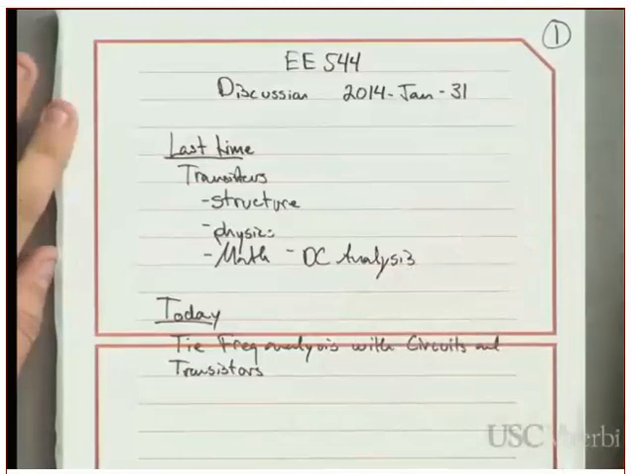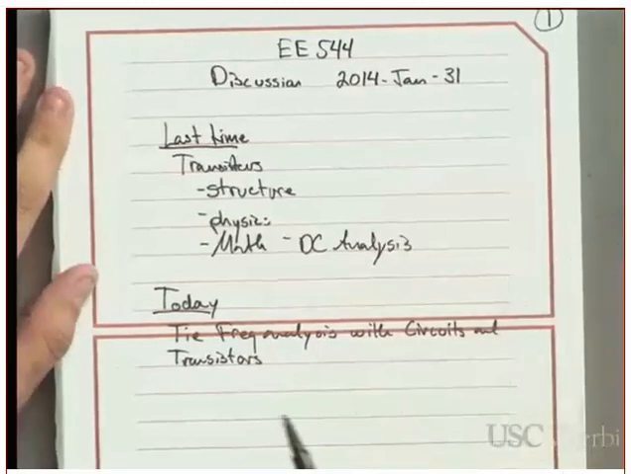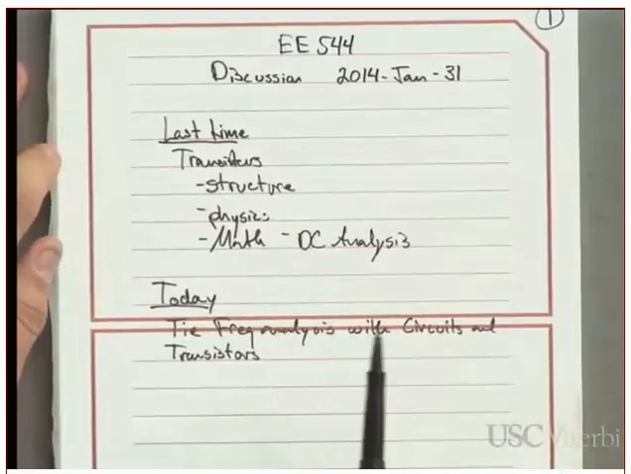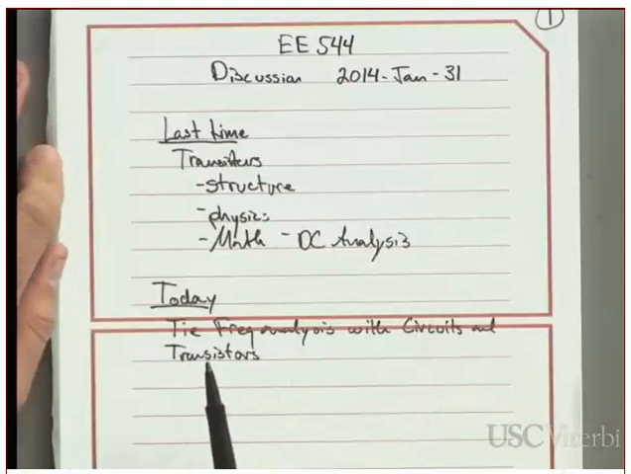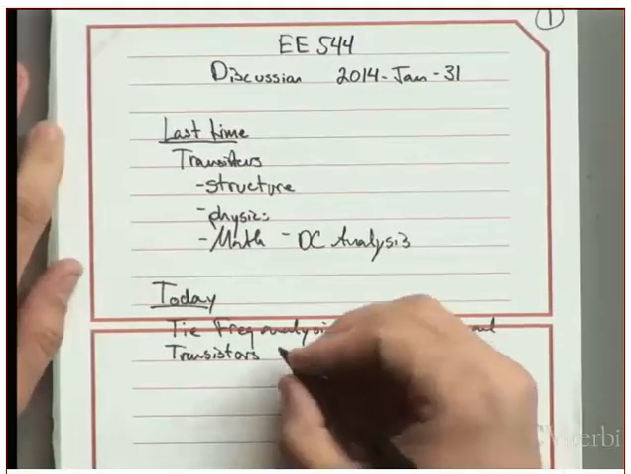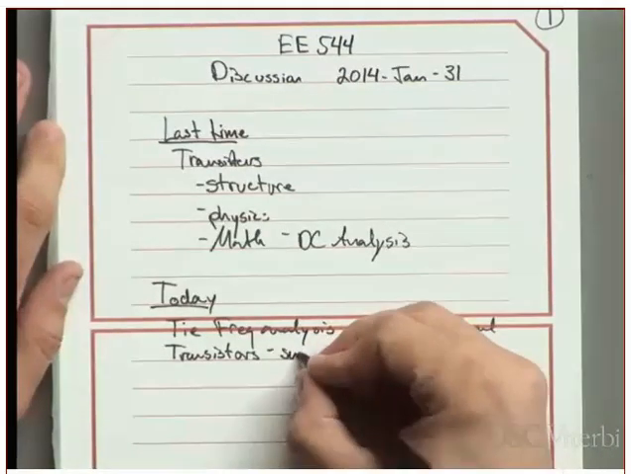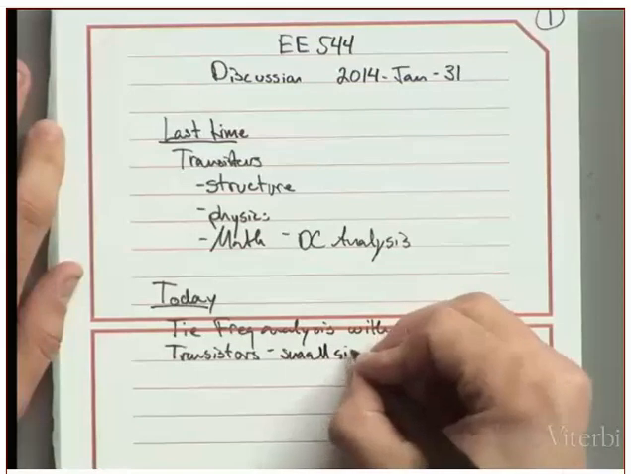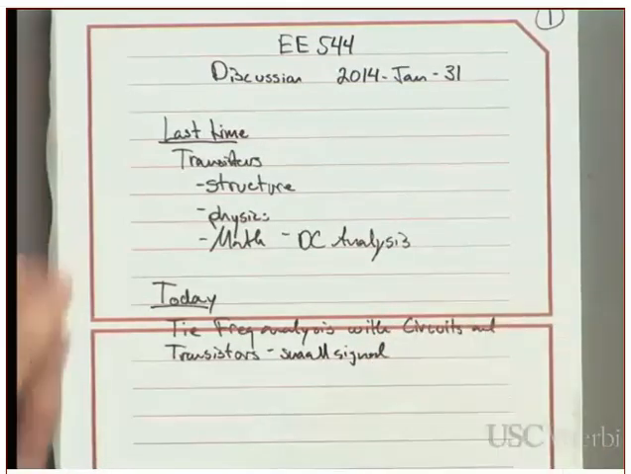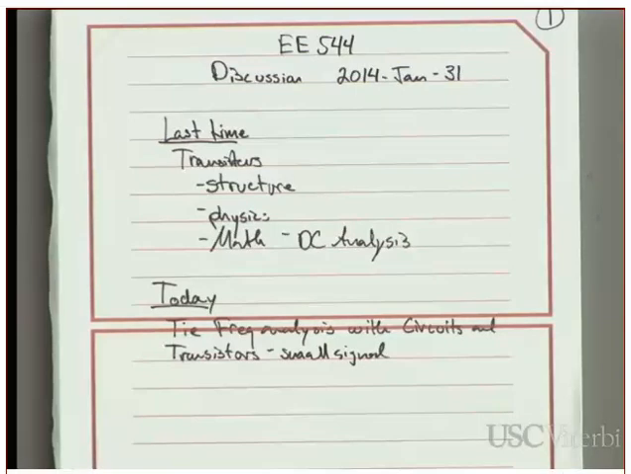And so today what I'd like to do is tie some of the frequency analysis stuff with circuits and then transition to transistors in what we call the small signal model, which is what we use 99% of the time when we're talking about radio frequency stuff and amplifiers and that kind of thing.